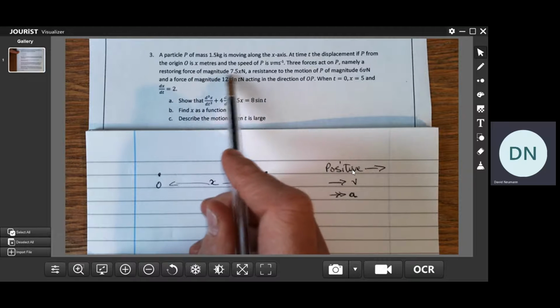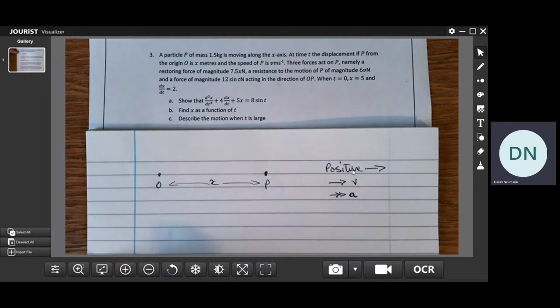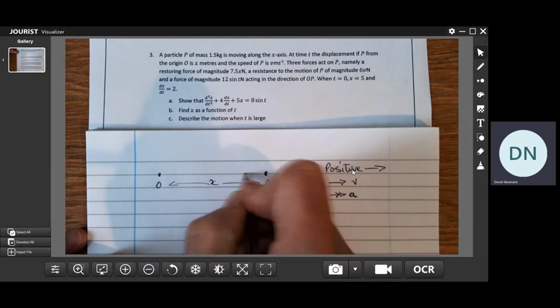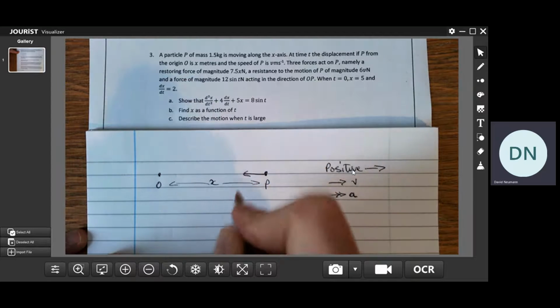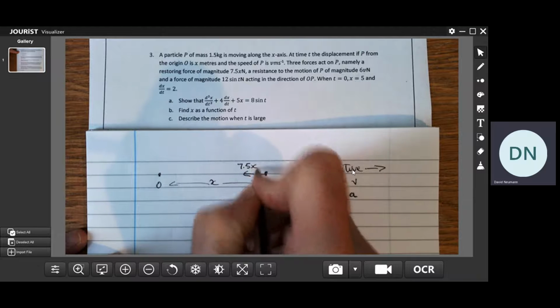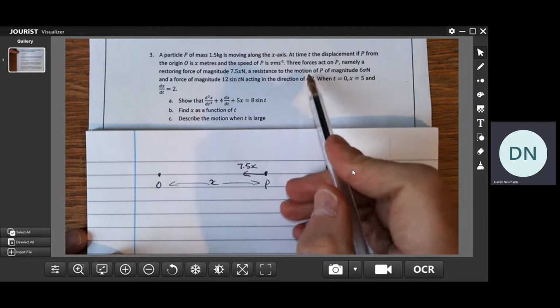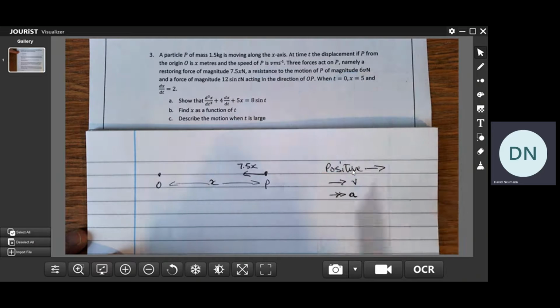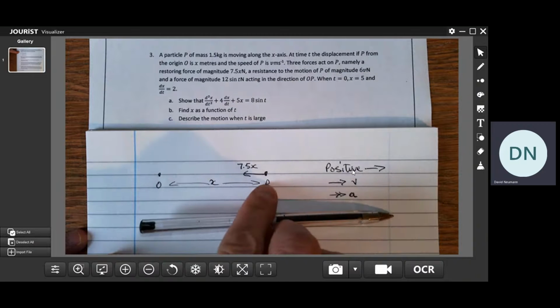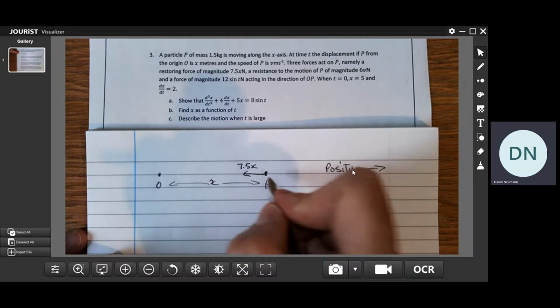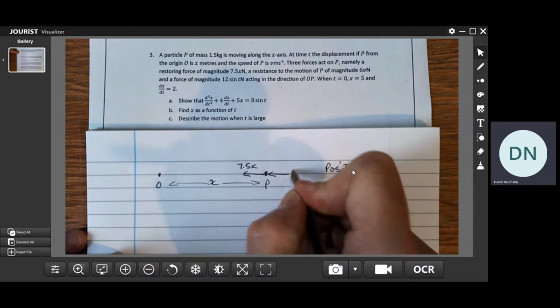A restoring force of magnitude 7.5x newtons. Restoring force means that it's trying to restore P towards the origin, so it's always going to act towards the origin. So I'm going to put that in like this. There's my force of 7.5x. We've got a resistance to motion of 6v. Well, we're taking velocity to be that way, so our 6v is going to act this way, acting that way as well, 6v.